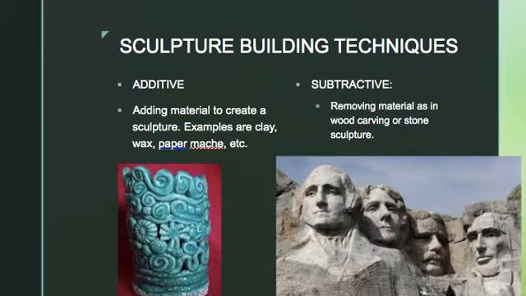Subtractive means that you're removing material. As you can see here in this example, this was a rock face, right? A natural rock face. And they removed material using the subtractive technique in order to create the sculpture on the rock. So subtractive means removing material, as in wood carving or stone sculptures.